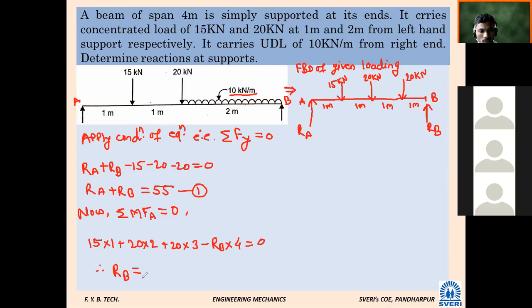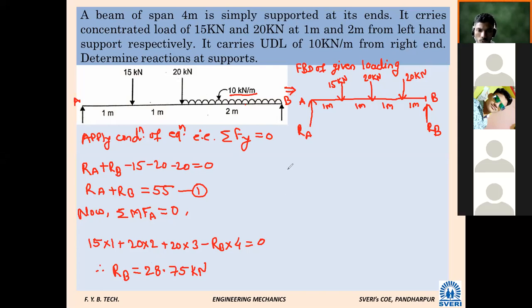Plus this 40, 55 plus 60. How much is it? RB is 28.75 kilonewton.